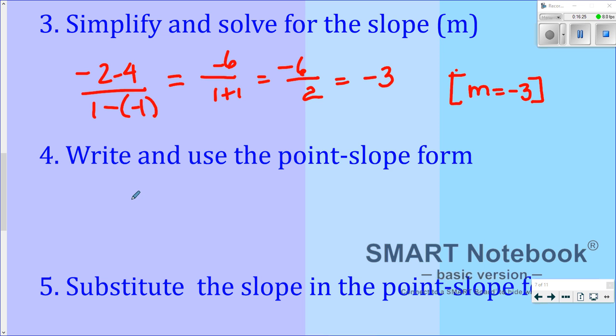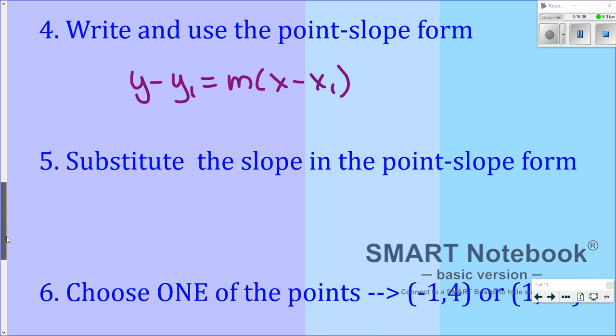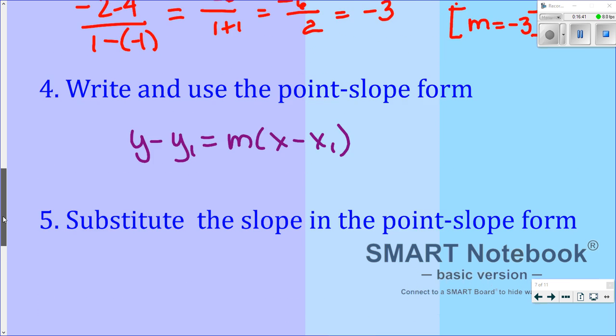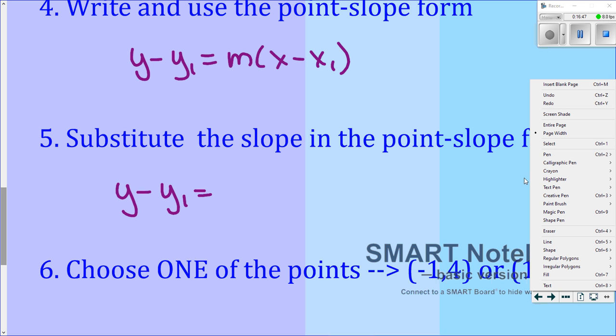So I'm going to put that in purple. So it's y minus y1 equals m times x minus x1. Then the fifth step is substitute the slope in the point slope form. So we found the slope to be -3. So I'm going to put y minus y1 equals, and then put -3 in red.